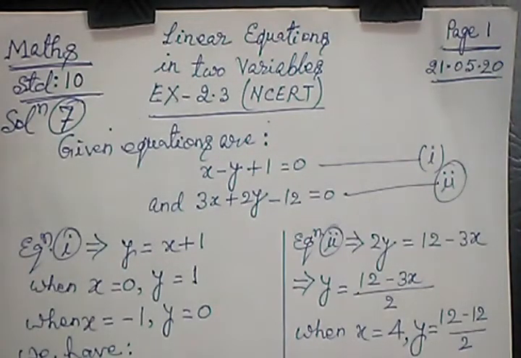Good morning, students. It is the math class for standard 10, and as you know, we are doing linear equations in two variables. So today we will do sum number 7 of exercise 2.3. Open your book, NCERT exercise 2.3, sum number 7.